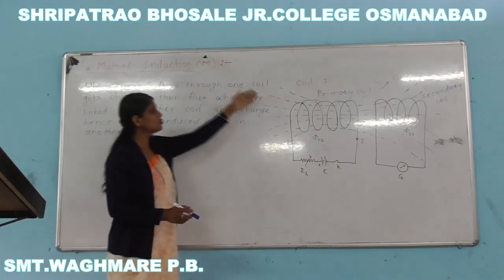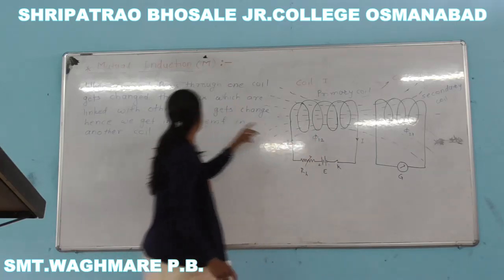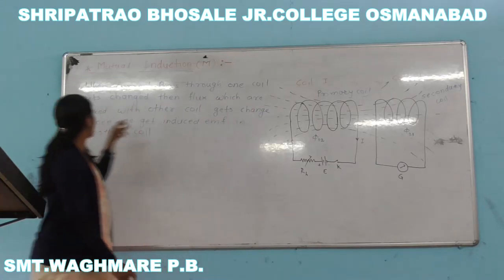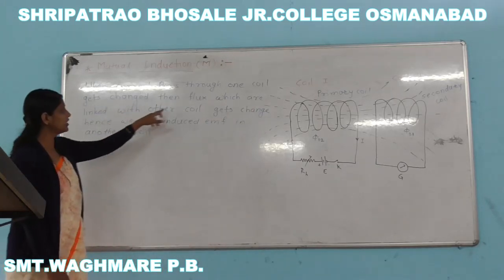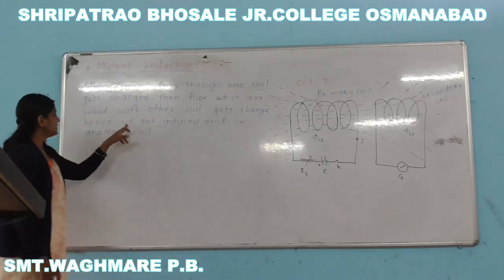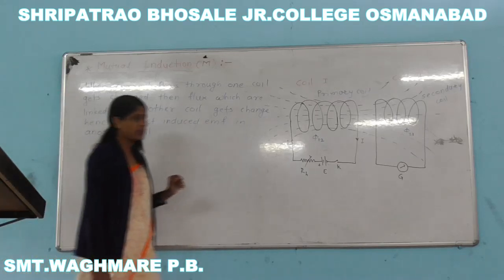When the current flowing through one coil gets changed, the flux linked with the other coil gets changed, and hence we get an induced EMF in the other coil.